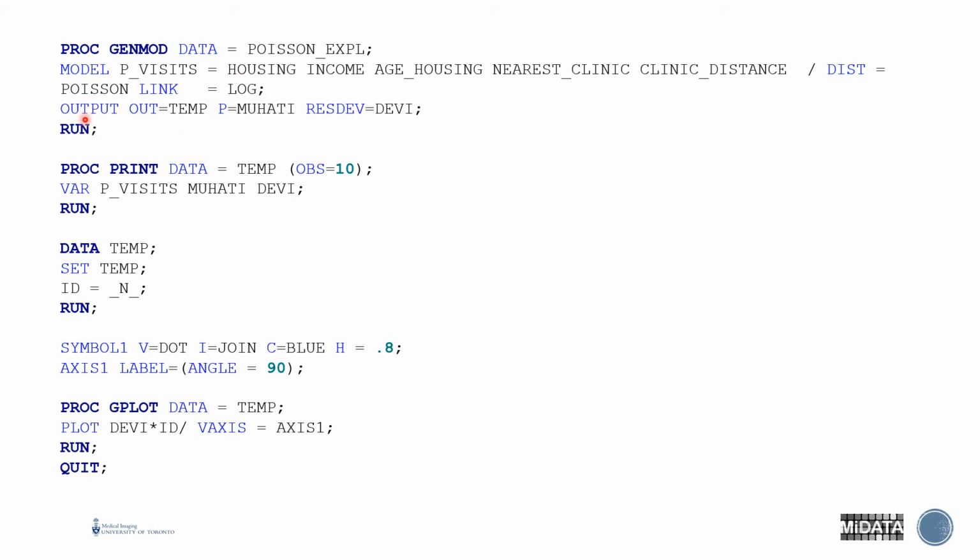This out here for the output, and here your mu hat for i, and your residual deviance, we're going to call devi, and we're going to use these in order to calculate the deviance. This is just to print some of your data and have a peek, and this is just a temporary data set in order to be able to do the calculations for your deviance. And then once we've calculated, well, SAS calculates it for us, we're going to plot our deviance so that we have a nice visual of whether or not we have over dispersion.